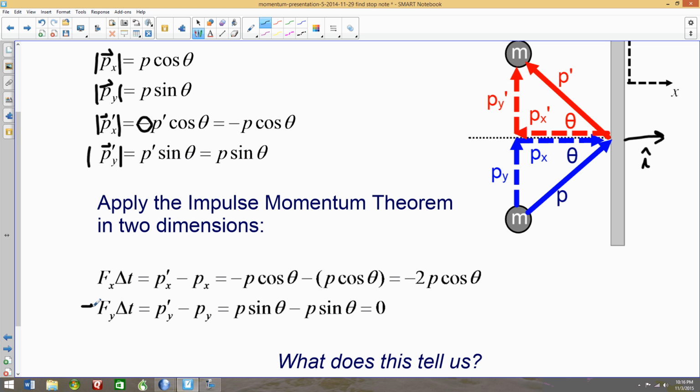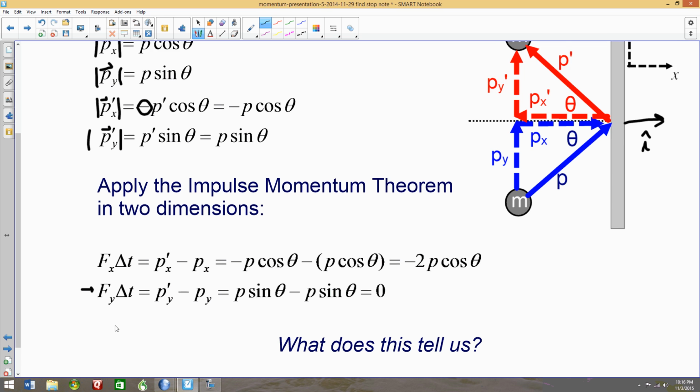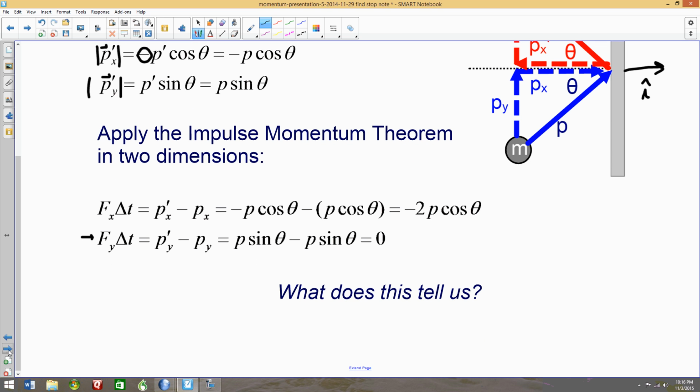If we do the same thing using impulse and momentum in the y direction, we take the magnitude of the force Fy times the time of contact, and that's equal to, remember, delta p. So it's going to be py prime minus py, and that's going to give us 0 because we have p sine theta minus p sine theta. And so you can see that the impulse is only acting in the x direction. So, what does this tell us?